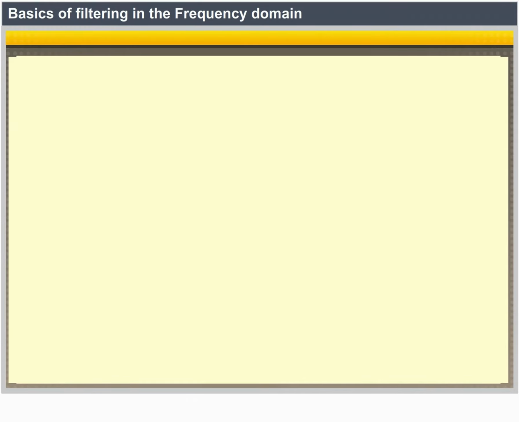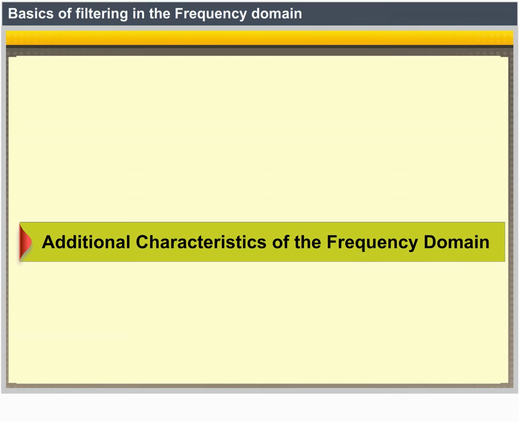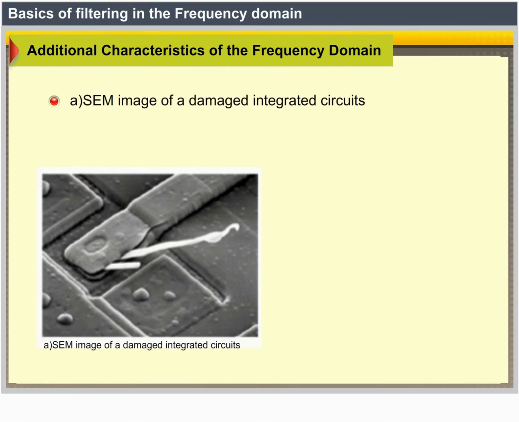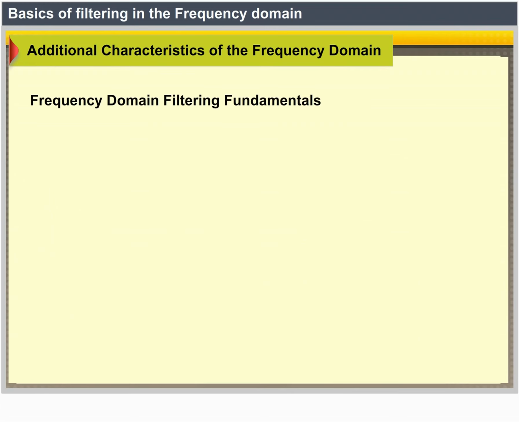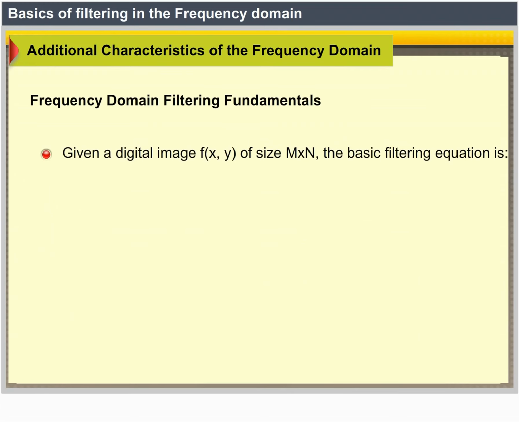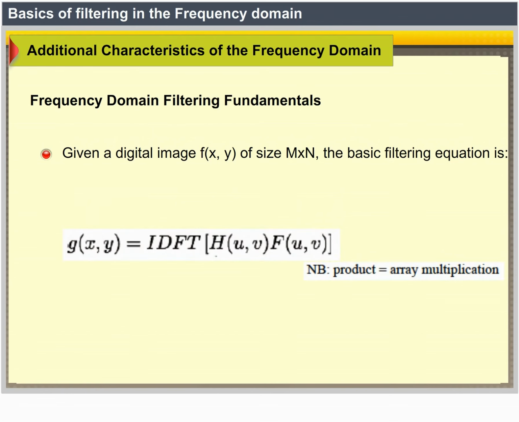The basics of filtering in the frequency domain. Additional characteristics of the frequency domain. SEM image of a damaged integrated circuit. Frequency domain filtering fundamentals. Given a digital image f of x, y of size M by N, the basic filtering equation is as shown on the screen, where g of x, y represents the filtered output image, IDFT the inverse transform, and H of u, v and F of u, v are the filter and the image transform.